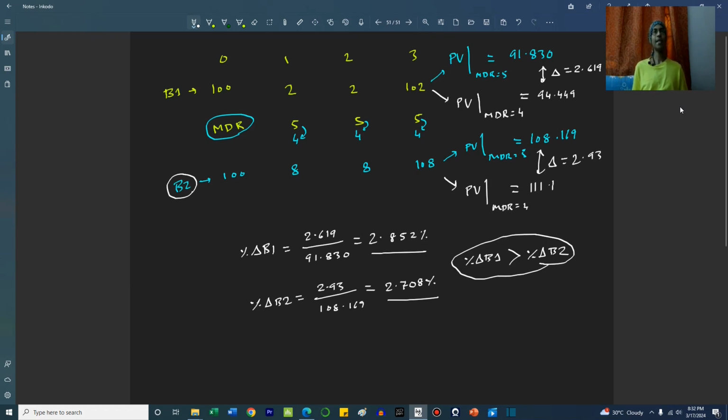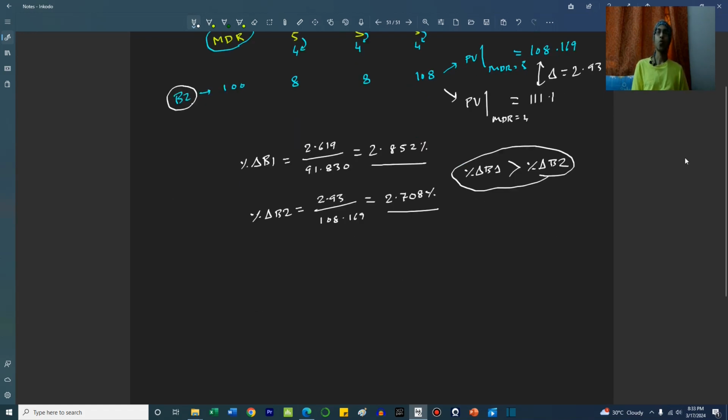For the same change in market discount rate, the percentage change in price of a lower coupon bond is higher than that of a higher coupon bond. Again, I will repeat, for the same amount of change in market discount rate, the lower coupon bond's price change percentage will be larger than the price change percentage of a higher coupon bond. And this, we are assuming that the maturity is constant.